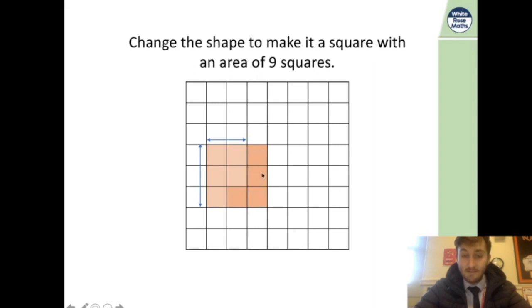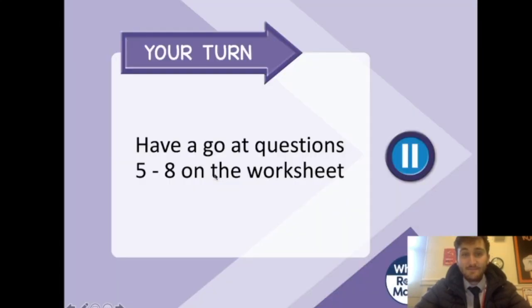So I can then add all my 3 going down, and if I count this up, 1, 2, 3, 4, 5, 6, 7, 8, 9. So that is how I make a square with an area of 9 squares. So once again, guys, have a go now at questions 5 to 8 on the worksheet. Pause the video and then come back to me once you've finished.